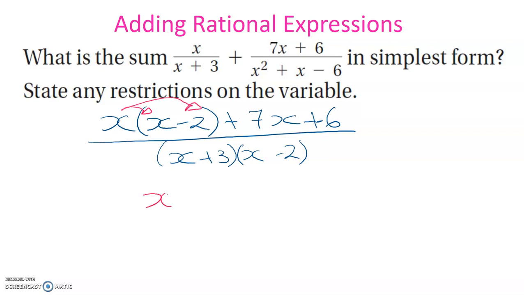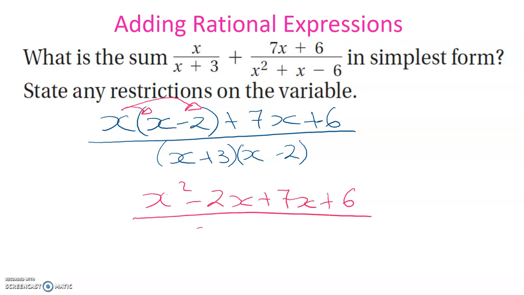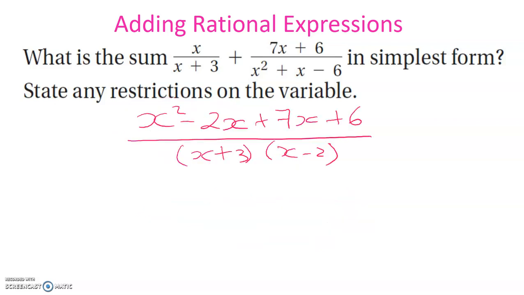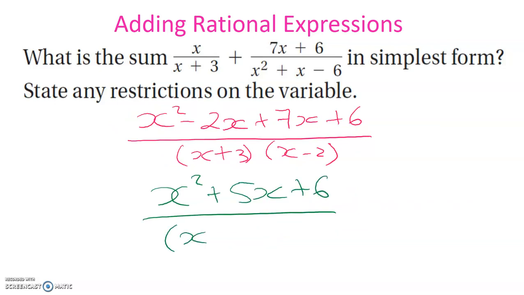So we end up with x squared minus 2x plus 7x plus 6 all over x plus 3, x minus 2. And then we want to combine our like terms here. We have two terms with x in them. So we end up with x squared plus 5x plus 6 all over x plus 3, x minus 2. And then we're going to need to factor this numerator to see if we can simplify it any further.